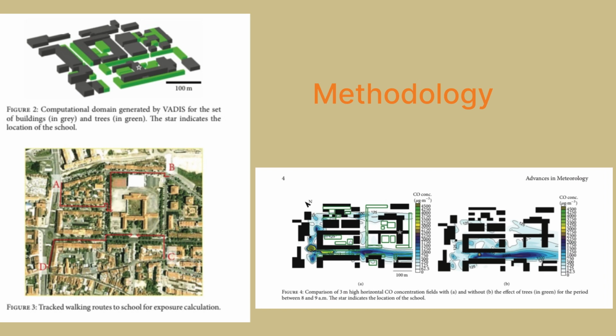Figure 2 shows the computational domain generated by VADIS for the set of buildings in grey and trees in green. The star indicates the location of the school. And figure 3 shows the tracked walking routes to school for exposure calculation. While figure 4 shows a comparison of the 3 meter height horizontal CO concentration field with (A) and without (B) the effect of trees in green for the period between 8 and 9 am. The star indicates the location of the school.